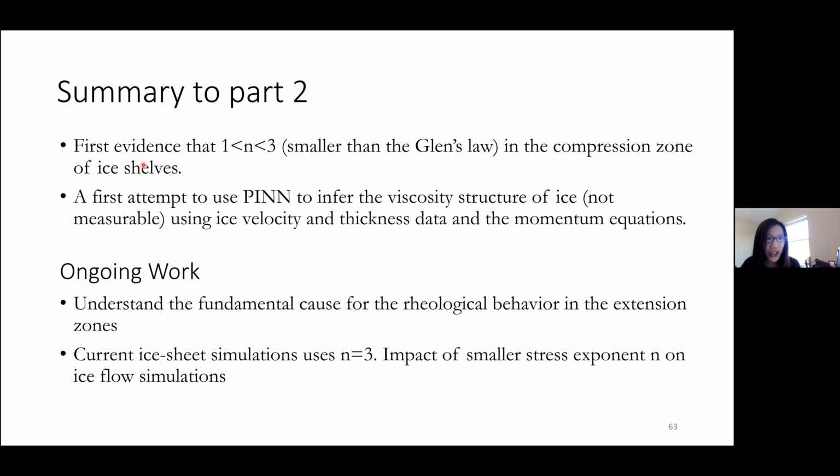So in summary, we show evidence that the exponent can be smaller than 3 in the compressive zones of ice shelves. And this is a first attempt to use a neural network informed by physics to infer the viscosity structure of ice. And for ongoing work, we're trying to understand the fundamental cause for the crazy rheology behavior in the extensional zones. And we're also trying to understand the impact of a smaller stress exponent on ice flow simulations.